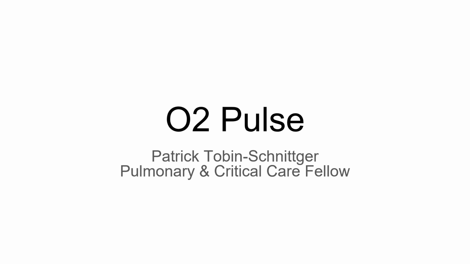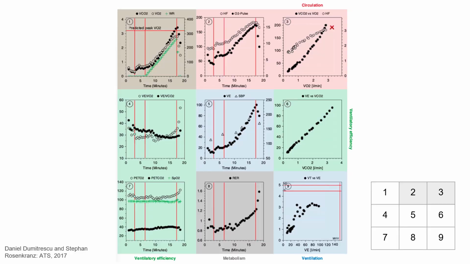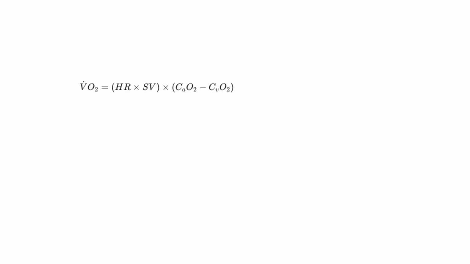This video is on O2 pulse. This is the 9-panel plot, of which we'll be focusing on panels 2 and panels 3. This is our modified Fick equation that we use for VO2, and if we divide both sides by heart rate, we're left with this equation.